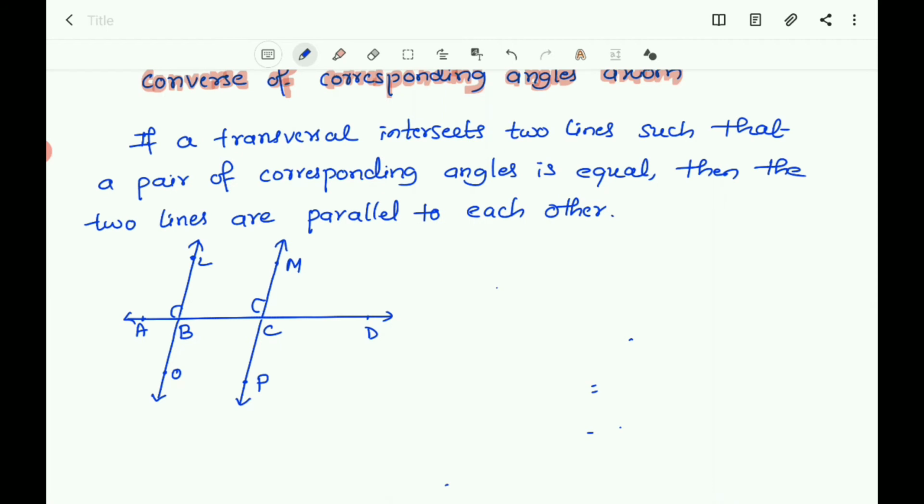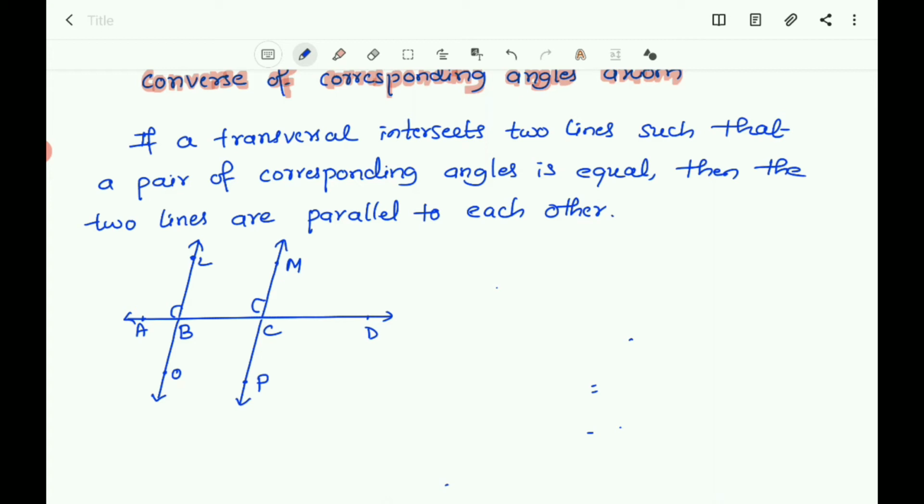You may observe that these two lines do not intersect each other, and also you can draw a common perpendicular to these two lines, a common perpendicular to the lines LO and MP. Here you got the result that when the corresponding angles are equal, the lines are parallel to each other. Here angle ABL and angle BCM are the corresponding angles made by the transversal AD. As they are equal, you conclude that LO is parallel to MP.